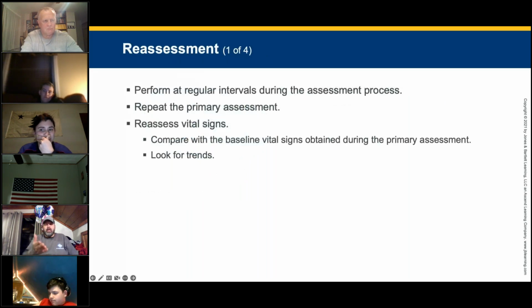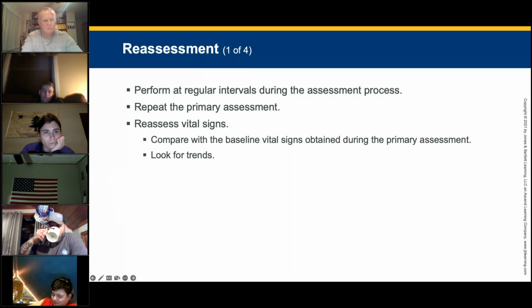Your reassessment. So your reassessment is going to be performed at regular intervals during the assessment process. You're repeating the primary assessment throughout your assessment process. You're going to reassess your vital signs. You're going to compare with the baseline vital signs that you obtained during the primary assessment. So what we're saying here is you're taking multiple sets of vitals and you're looking for trends.